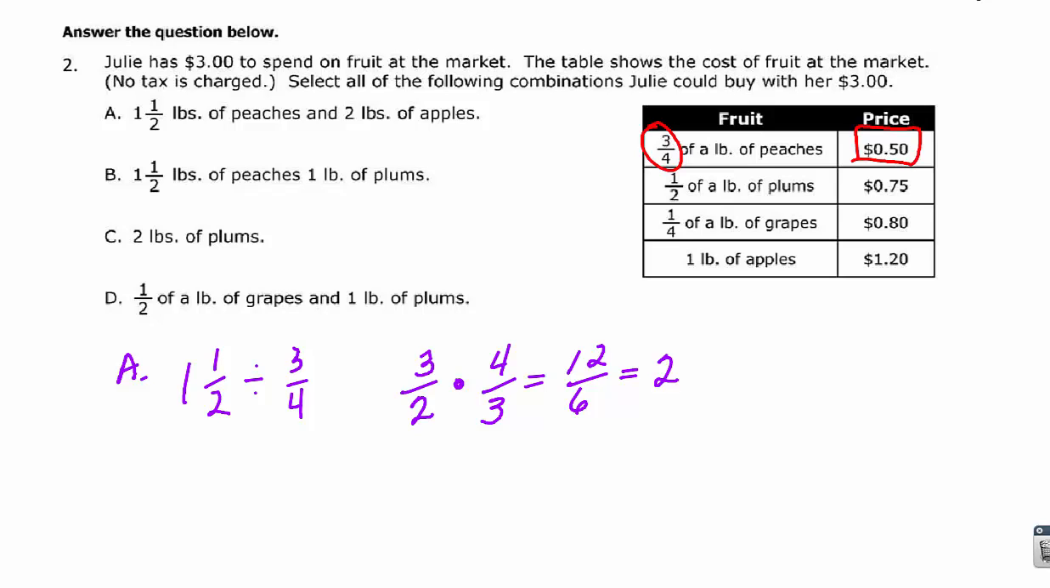So I have my 2 units, my 2 groups. Each group costs me 50 cents. 2 groups of 50 cents, $1. Let's see, she has $3 to spend. So I've spent $1 of my $3. Now I'm going to buy 2 pounds of apples. So let's go shopping for my apples next.